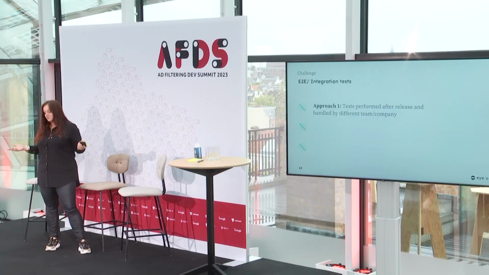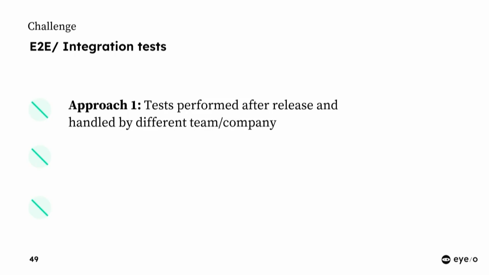So the first approach, when we started to work with this additional pipeline, was to just leave the integrator tests until after the release. And it was handled by a different team. It was tested after the release, and it wasn't efficient. We struggled with a lot of back and forth communication. We had a lot of bugs being reported afterwards. We had to release patches. So we decided to take control over this flow.